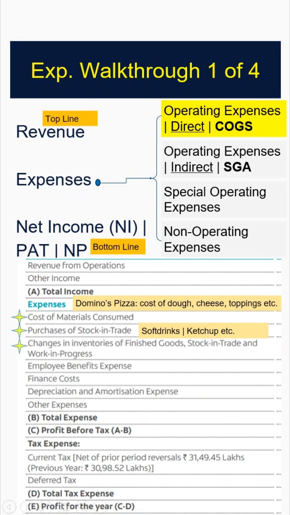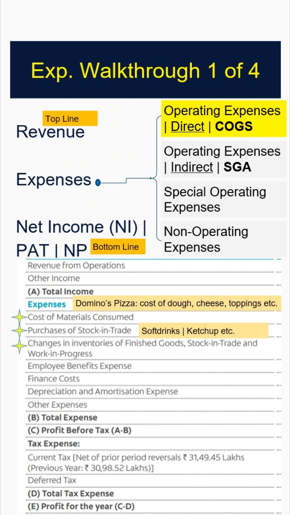And finally, we have changes in inventories of finished goods, stock in trade, and work in progress. So, when a business runs on a day-to-day basis, it will have certain items which are work in progress, or which are ready to be shipped, or which are stored in the warehouse as of today. All those will get recorded under changes in inventories.